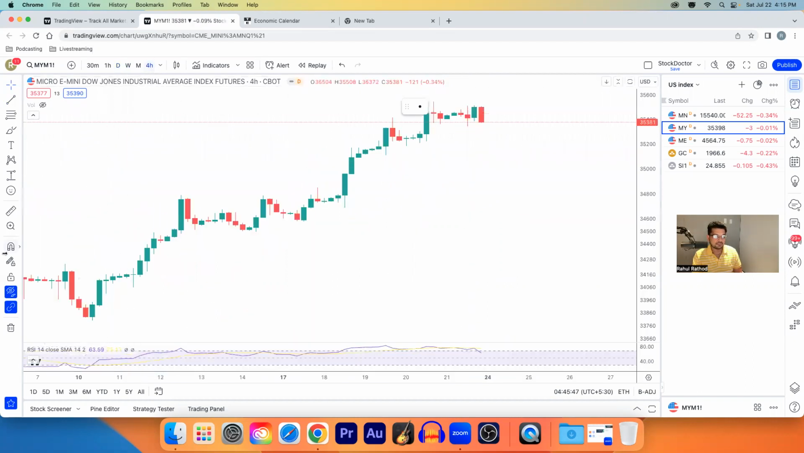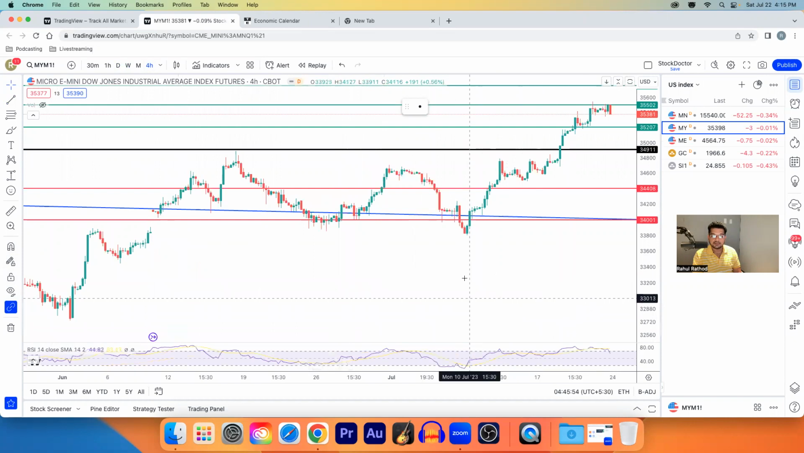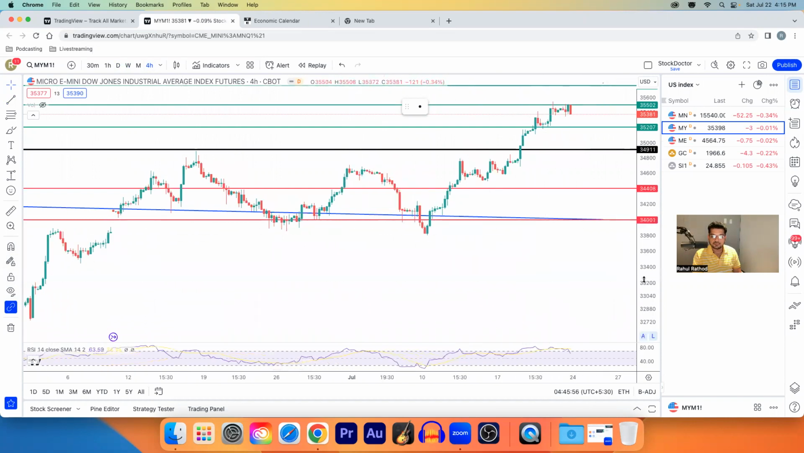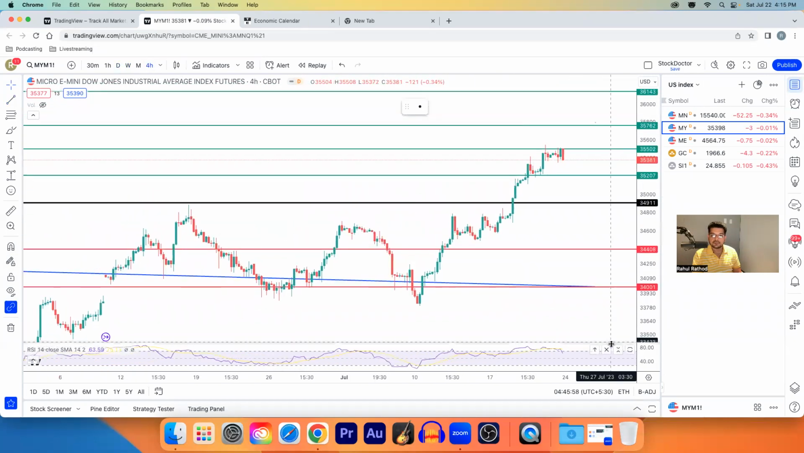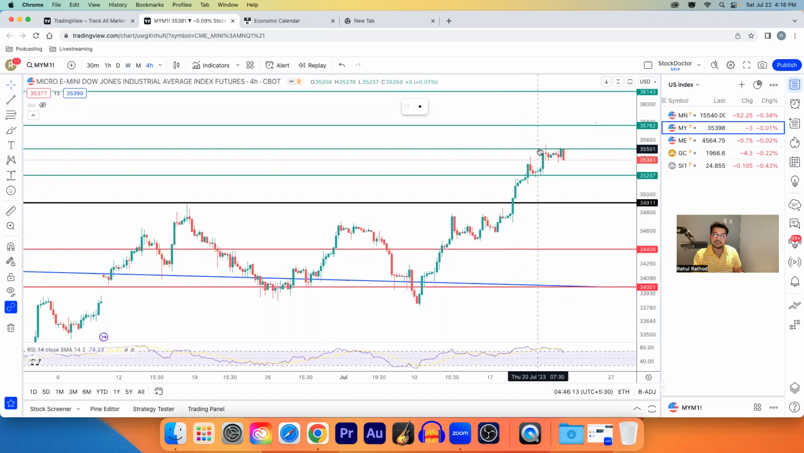Now we will discuss the 4 hourly chart with the proper levels here. So let's go ahead and see the levels on the lower time frame. On the lower time frame, you can see here, in my last month's video, I mentioned that 34,900 is a resistance for the Dow Jones. If it breaks that, then 35,200 and 35,500 are the targets. It exactly achieved 35,500 and then started coming back.